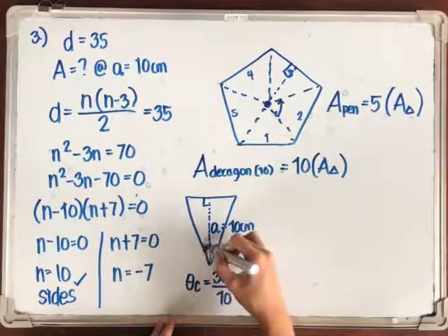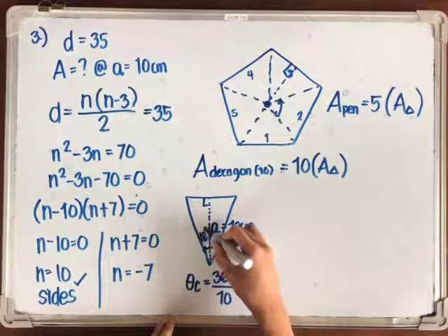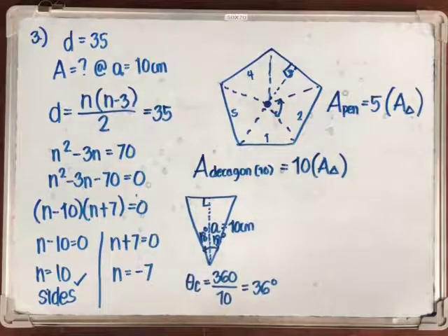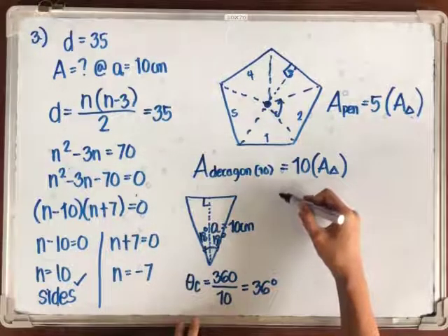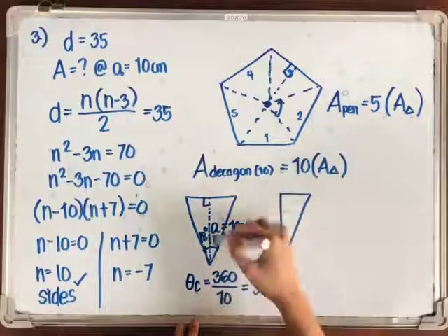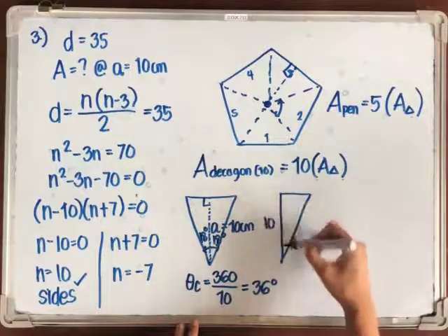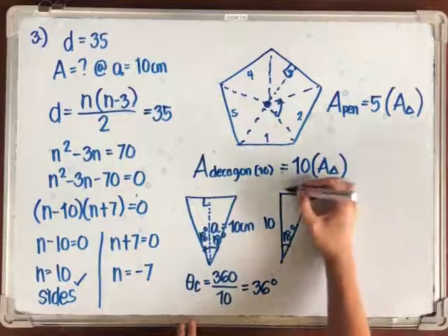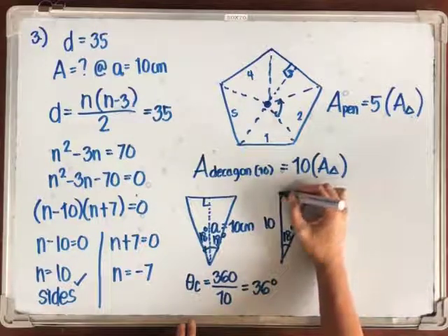O, kalatiin ko na lang. One side niya is 18. The other side is also 18. That would sum up to 36 degrees. Okay, so looking at this triangle now, this is a right triangle, yung kalahati lang. This is 10, this is 18 degrees. Is this half of the total side measurement?